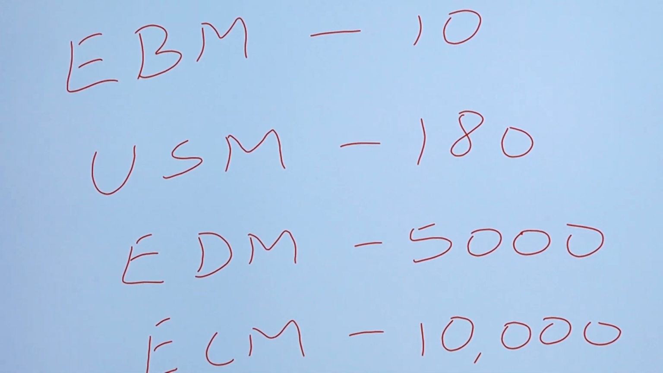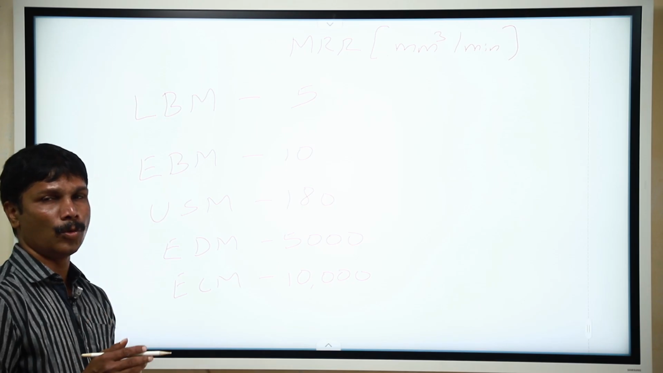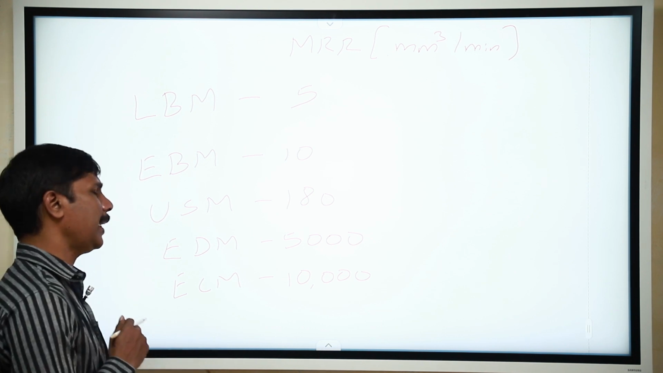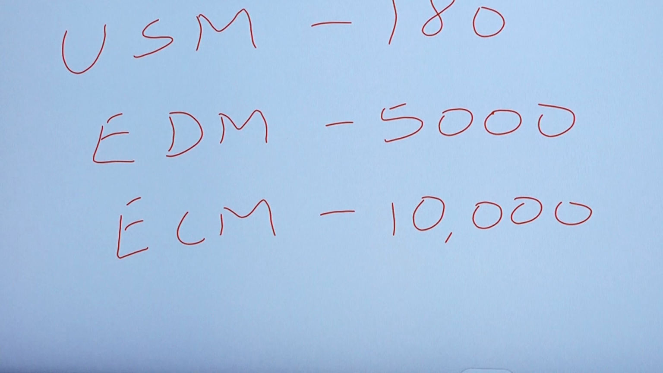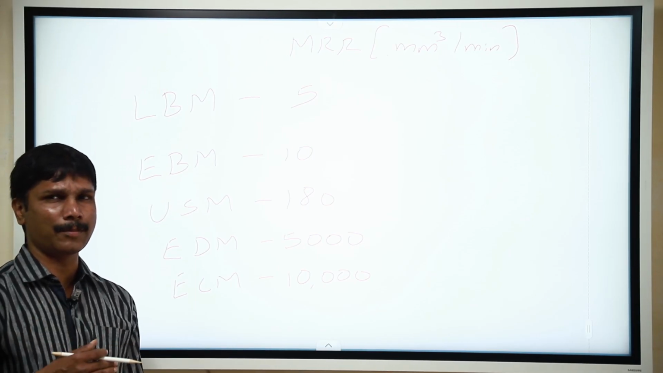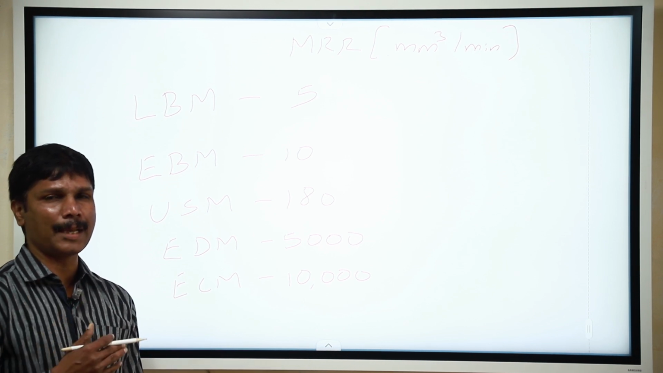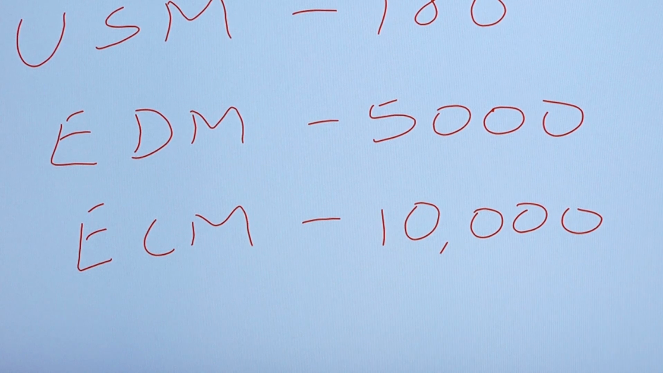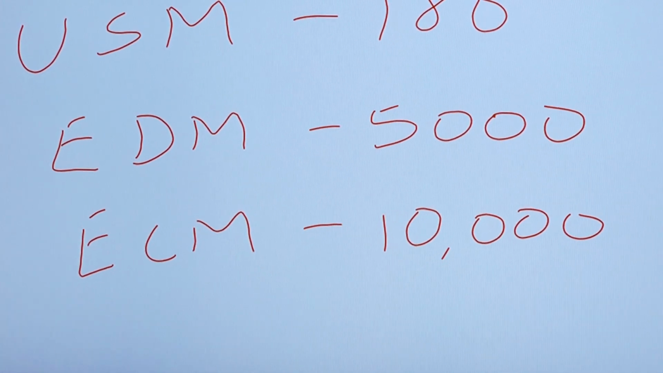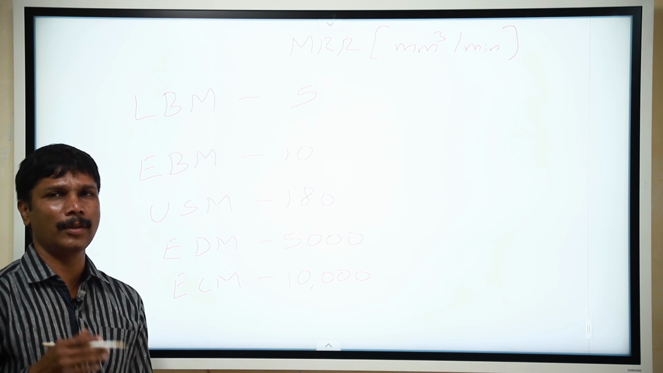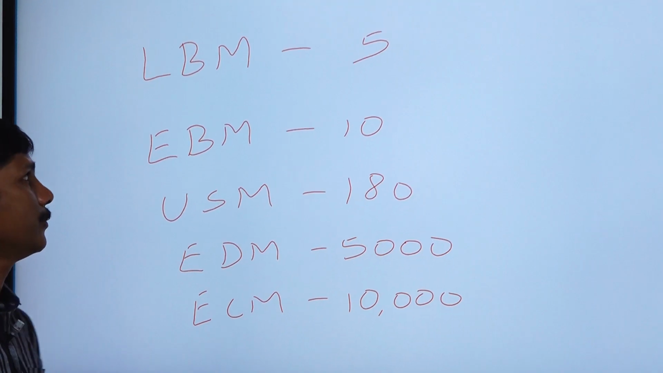USM, ultrasonic machining, removes 180 millimeter cube per minute. And EDM has a much higher MRR, 5000 millimeter cube per minute, nearly 30 times the previous USM. And ECM is still higher, 10,000 millimeter cube per minute.